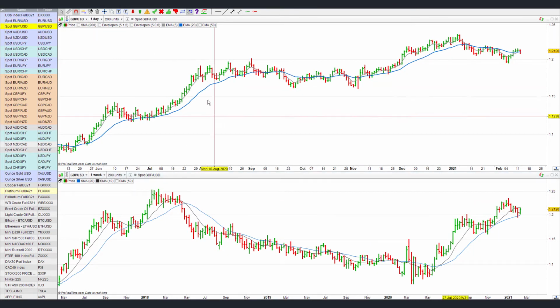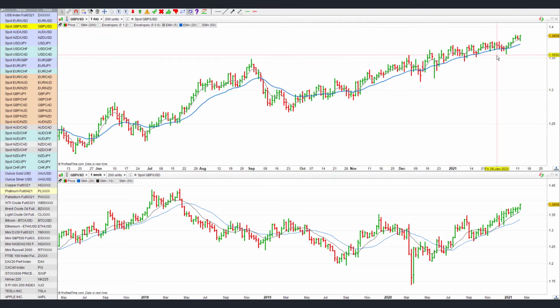Moving on to have a look at cable, the sterling against the US dollar. The daily looking incredibly bullish. We've got a nice little bullish candle up here. Now it is right close to the top, but I do believe that it would love to move on towards 1.4 and test that as resistance.